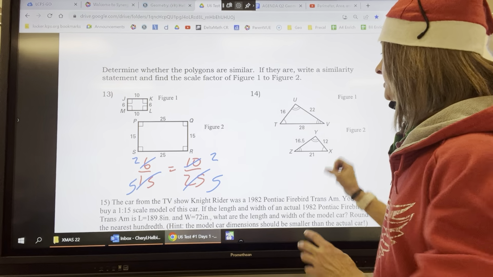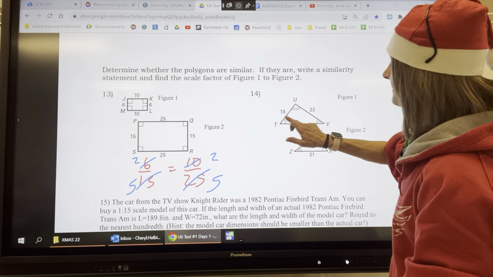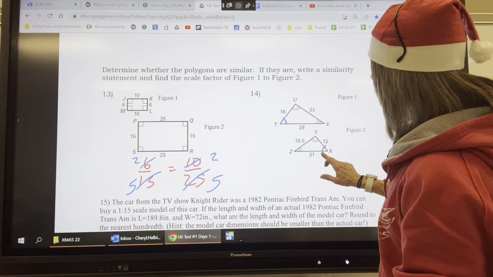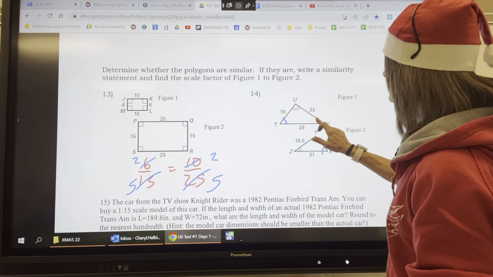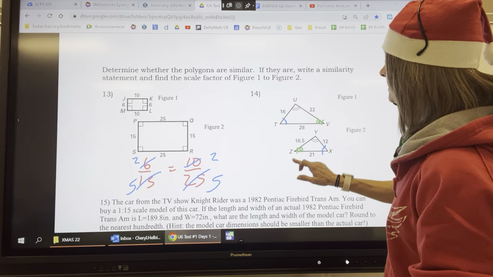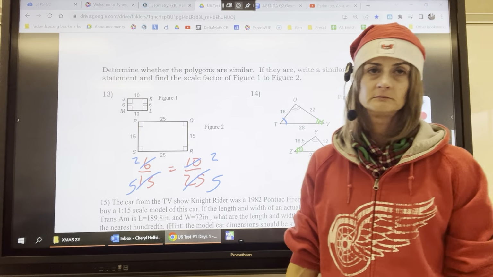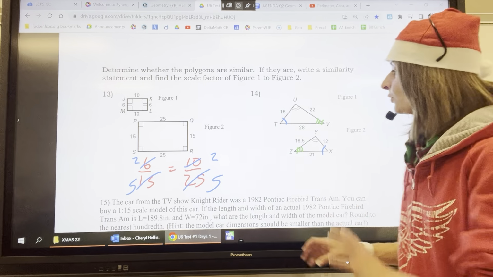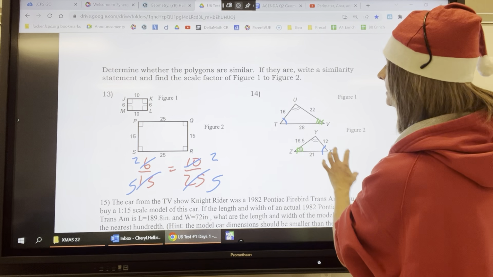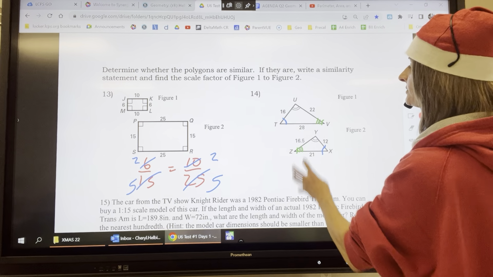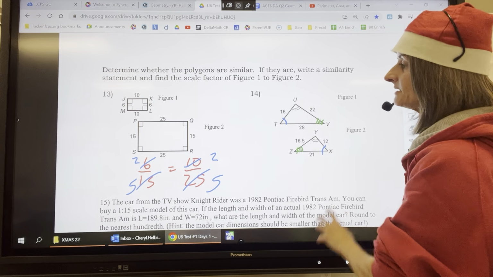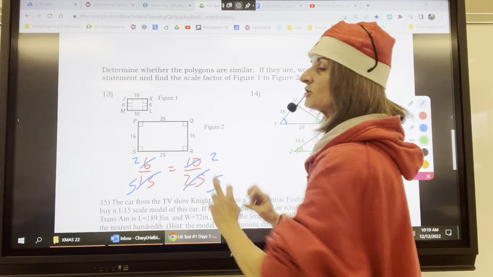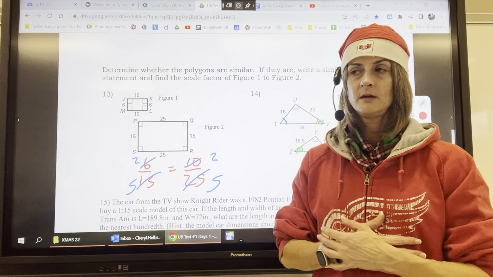You got to be careful with this one because it's been flipped. You see how this angle corresponds to this angle over here, and then this angle corresponds to this angle over here. If you get confused with that, and a lot of people do, redraw the second one and flip it and put all the numbers. Then it's easier to see which sides correspond to which sides, so you can do this and make sure the ratios are all the same.